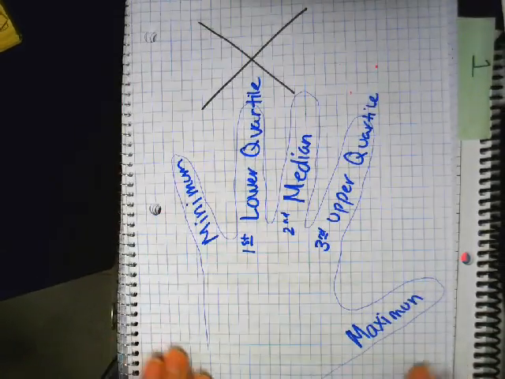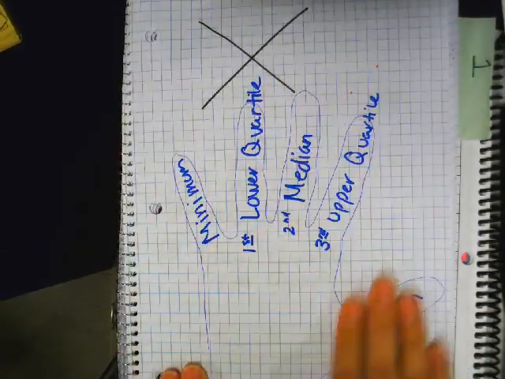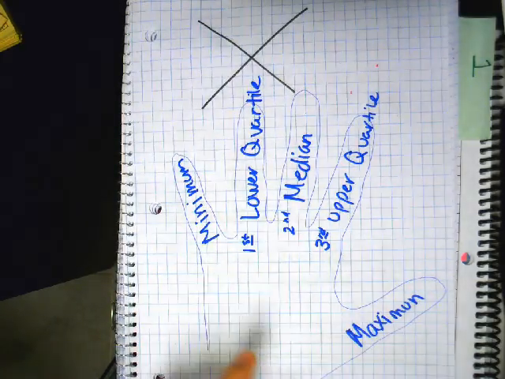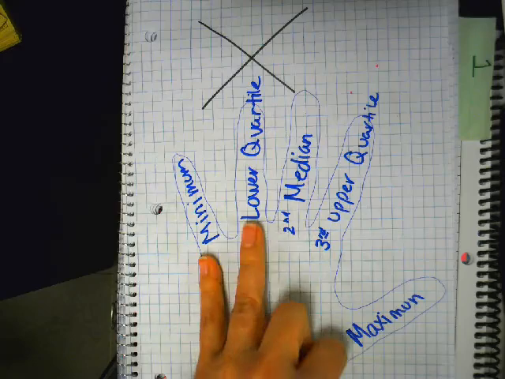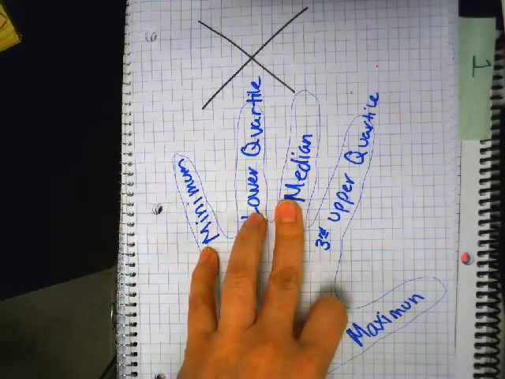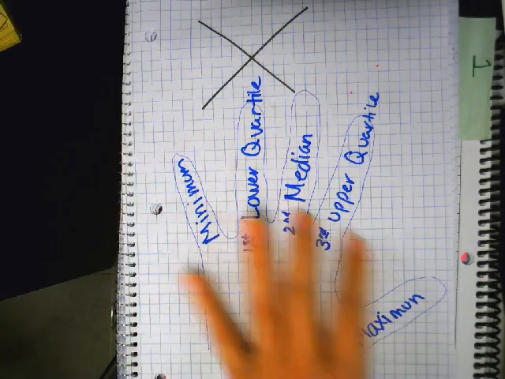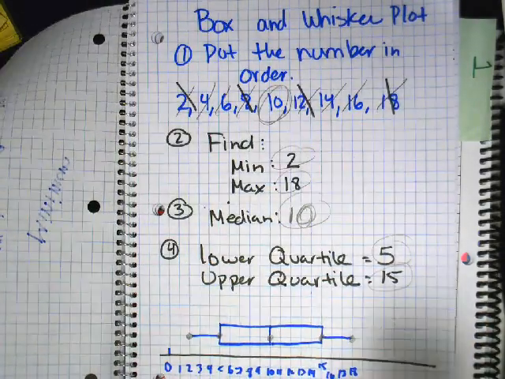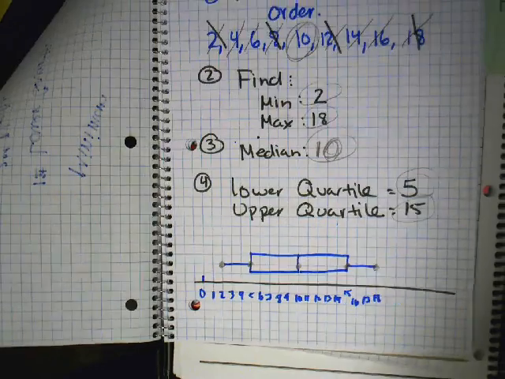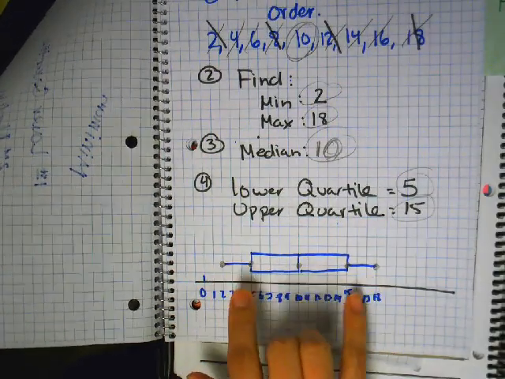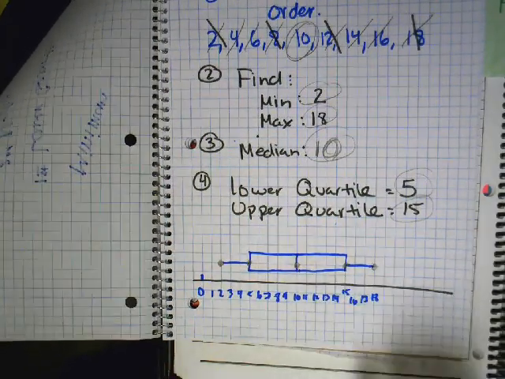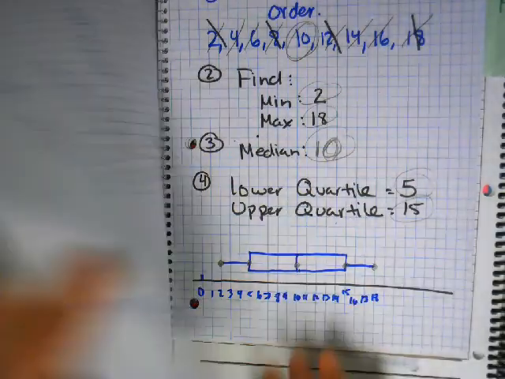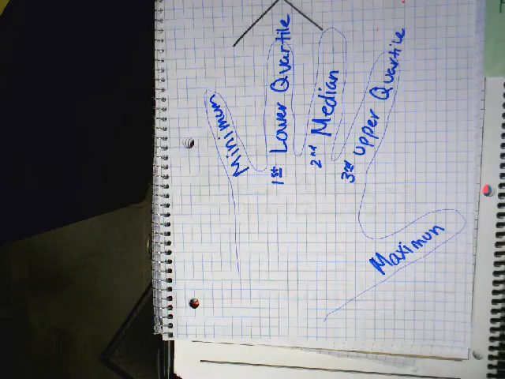Okay, so yesterday we traced our left hand to the best of our abilities, and we called our pinky the minimum, the lower quartile, your middle finger the median, upper quartile, and maximum. We created at the end of the period our box and whisker plot. The whiskers, you basically plot all these points, the minimum, the maximum, the median, the lower quartile, and the upper quartile. So the left hand is very important for this.